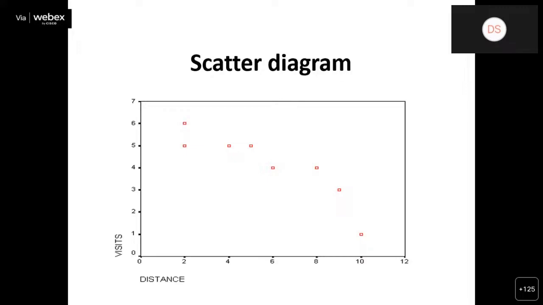So this is actually what we call statistics. When distance increases, the number of visits is likely to decrease. This is very clearly evident from this type of diagram, which is what we call a scatter diagram.